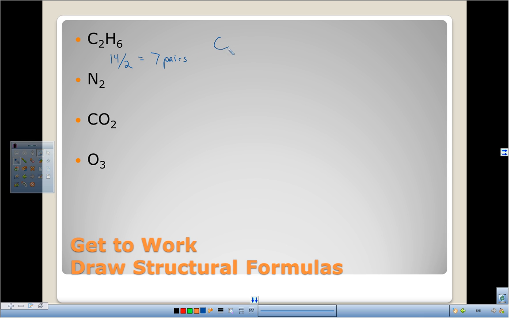So we're going to put carbon in the middle. We're going to put hydrogens all around.